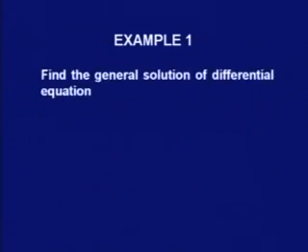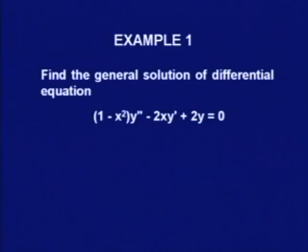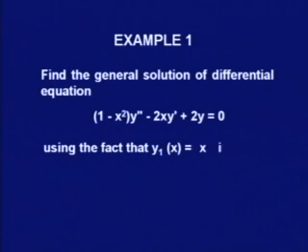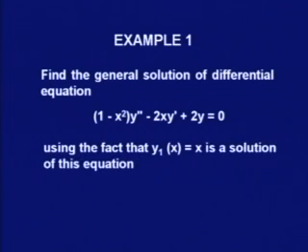Let us see one example. Find the general solution of the differential equation 1 minus x square y double dash minus 2 x y dash plus 2 y is equal to 0, using the fact that y is equal to x is a solution of this equation. I am going to use the technique of reduction of order, which we have just learned.